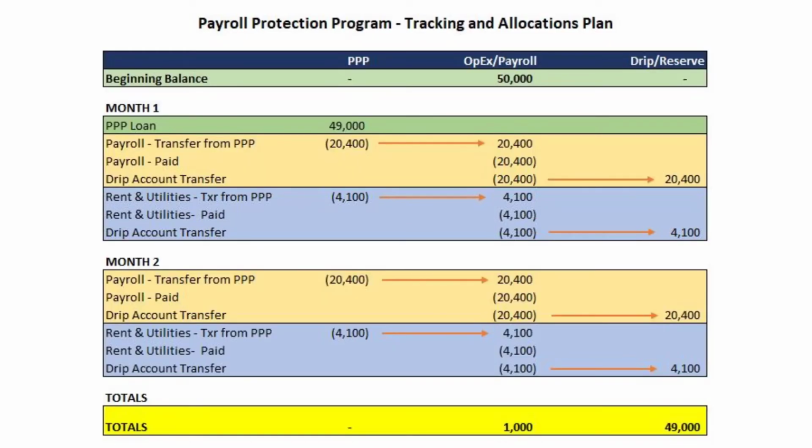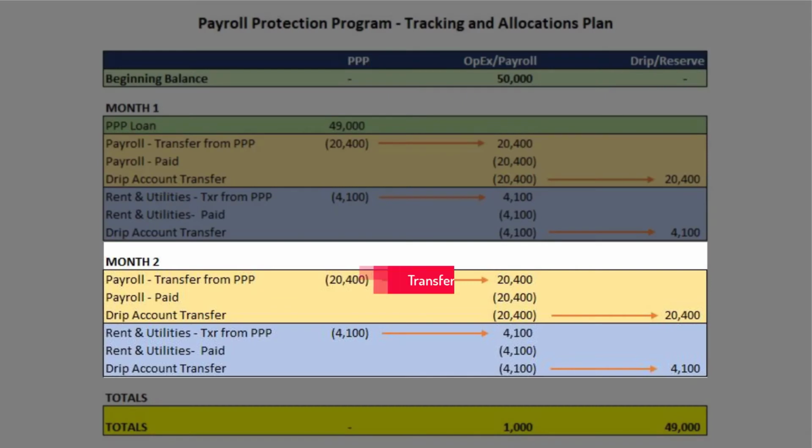Month 2, you can see that we do the same thing. Calculate the payroll, transfer that amount, pay our payroll, and then do our reserve. Transfer that same amount into our drip reserve account. Same with our rent and utilities.